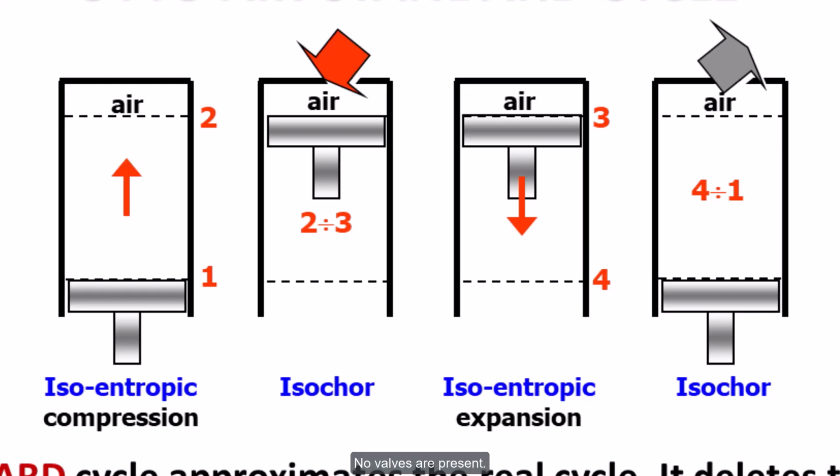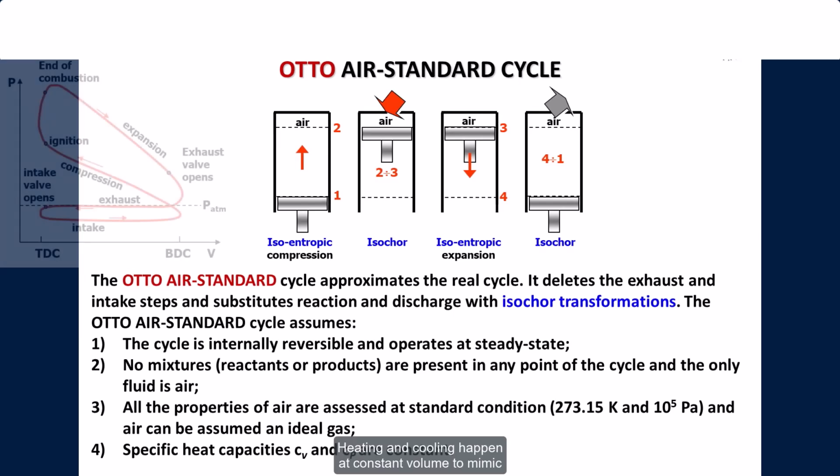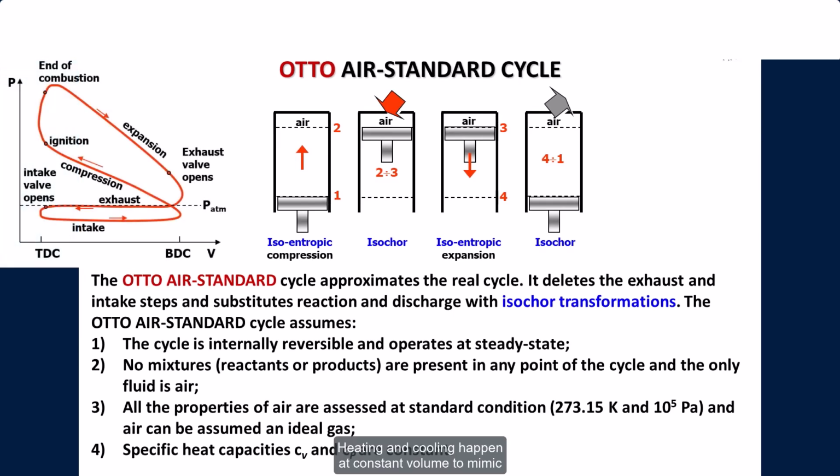No valves are present. The expansion, in which the heat of reaction heats up the system, is replaced by indirect heating from an external heat source. The discharge of the fluid and the intake of new fluid is instead represented as a cooling of the air. Heating and cooling happen at constant volume to mimic the almost vertical parts of the indicated cycles in between ignition and end of combustion, and after the exhaust valve opens.